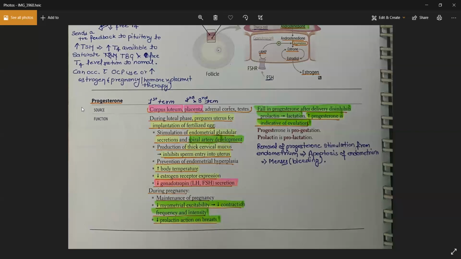Similarly, because it is decreasing the sphincter tone also, the GERD in the pregnancy is caused because of progesterone, right? You can have diarrhea and you can have constipation because of this progesterone, because it causes a relaxation of smooth muscles in the GI tract.